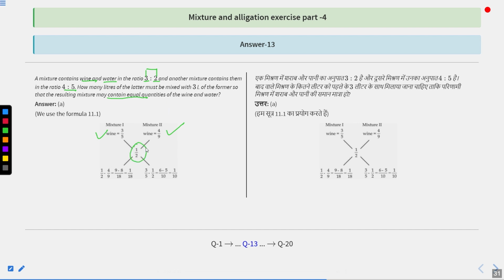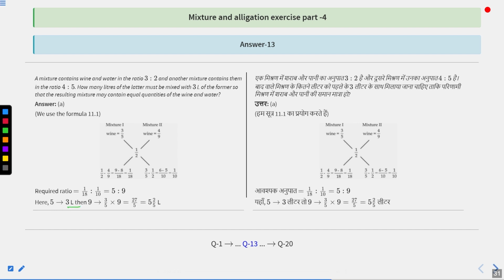So we just need to calculate this and we get the required ratio of mixture 1 and mixture 2. So when we calculate it, we get 1/18 ratio 1/10. When we solve it, we get 5:9 in integer form. Here 5 is equal to 3 liter. It is given in the question. So what will be the 9? So 3/5 into 9, it will become 27/5, which we can say is 5 2/5 liter.